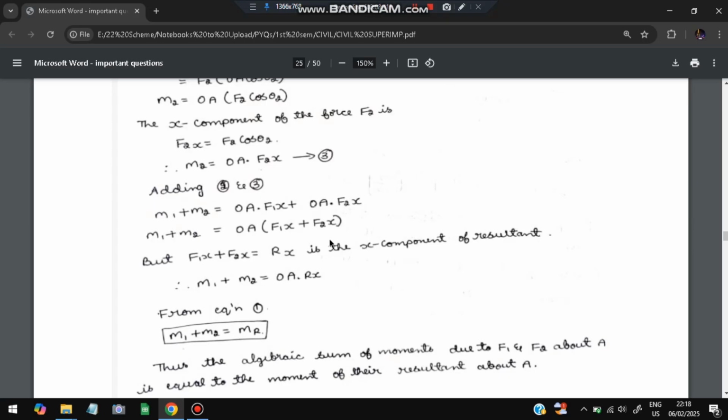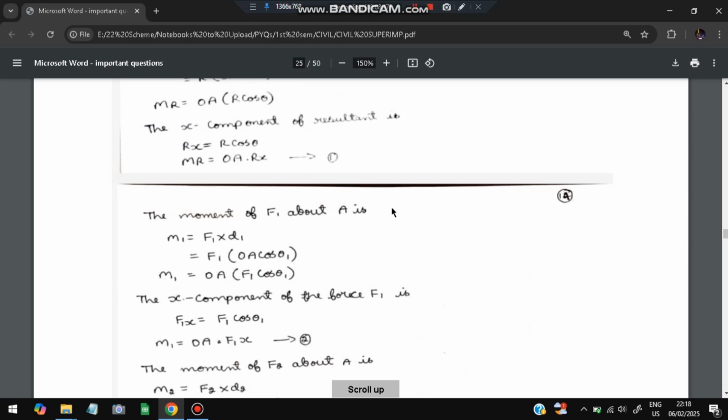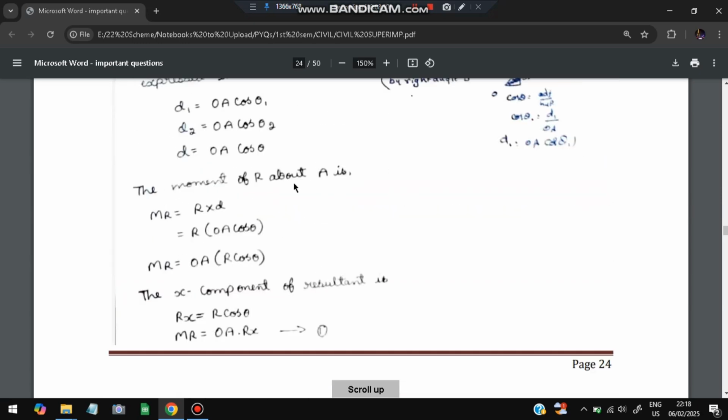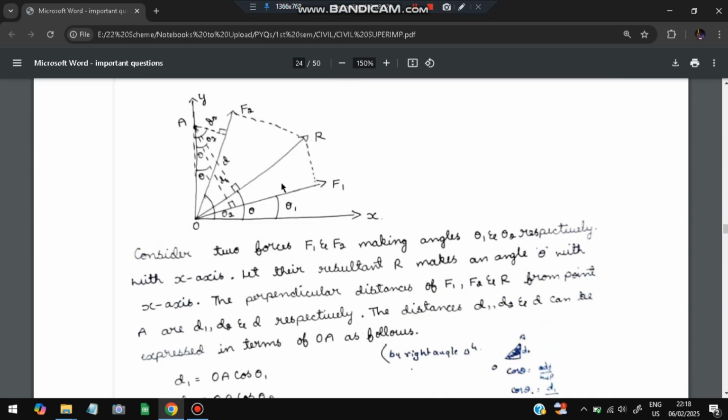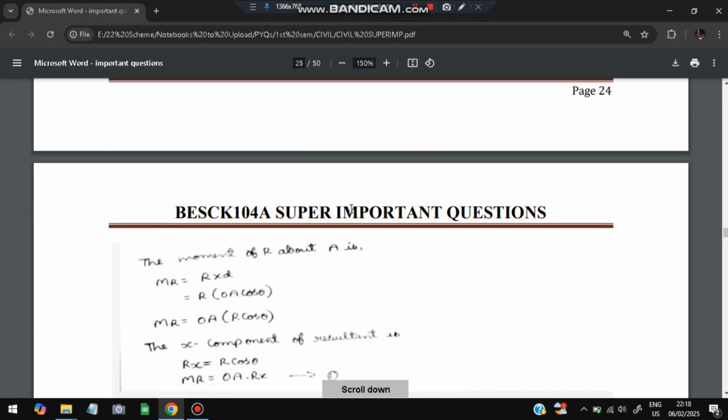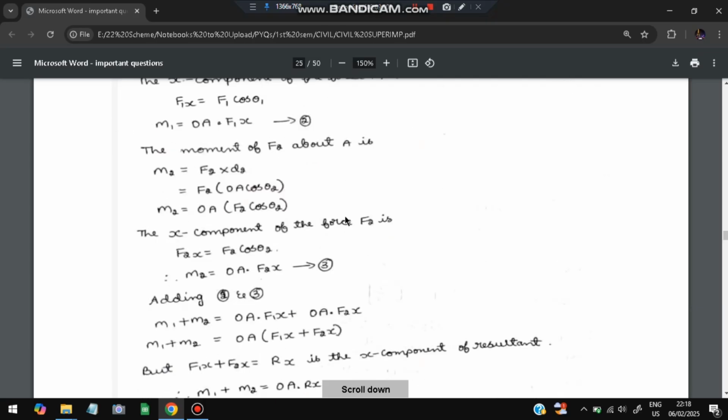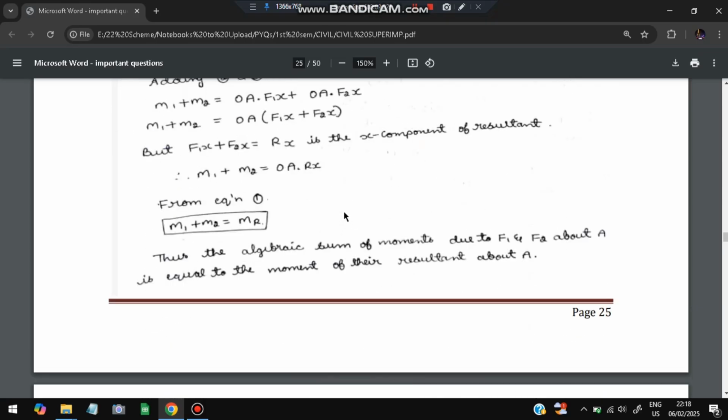But F1x plus F2x is equal to Rx. Why? Because the resultant is equal to the summation of the individual forces, right? The individual forces F1 and F2 have components F1x and F2x. So Rx will be equal to F1x plus F2x, obviously. So we can substitute F1x plus F2x as Rx, and if you put it as Rx, you'll get this value equivalent to MR.